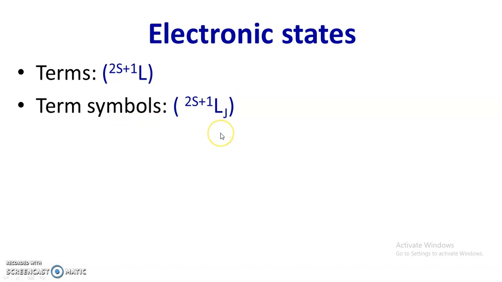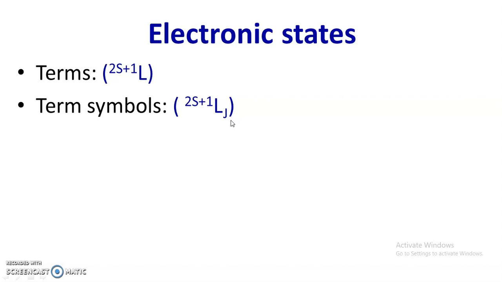So L is again the resultant orbital angular quantum number, 2S plus 1 is the spin multiplicity, and J is the new quantum number again, which is the total angular momentum quantum number.